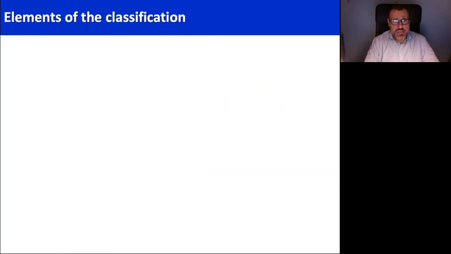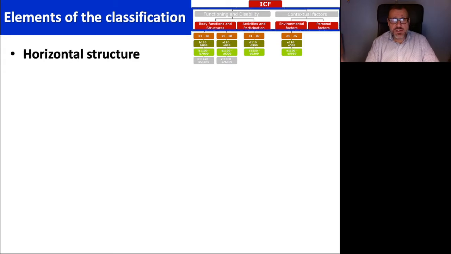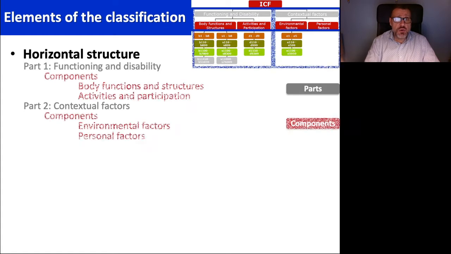So, what are the elements of the classification? If we start from this figure, we can say that there is a horizontal structure which is made of 2 parts, which are functioning and disability, and contextual factors. Each part contains 2 components, which are respectively body functions and body structures, and activities and participation. Whereas for the contextual factors, the components are environmental factors and personal factors.